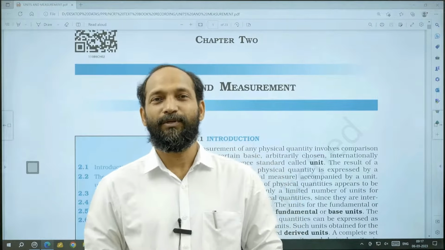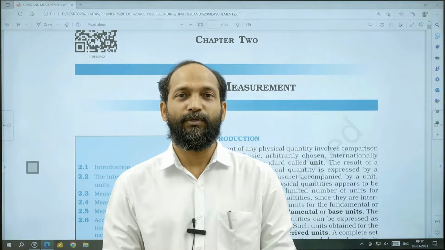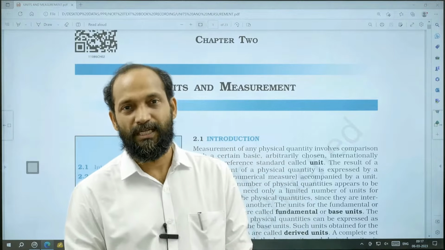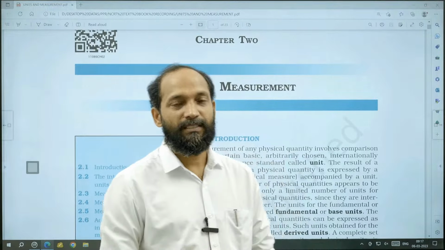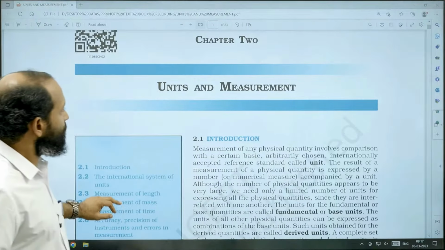Hi, good morning everybody. We start the quick revision program today for physics. We begin with the first chapter, units and measurements. Okay, let us start with the textbook. Units and measurements.